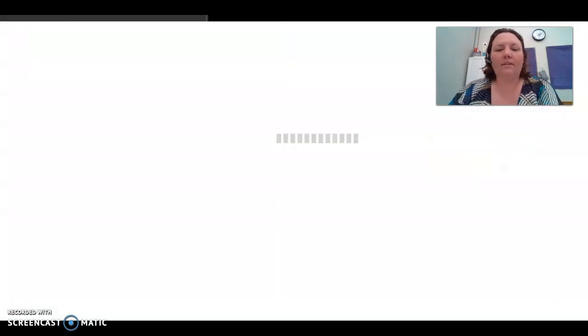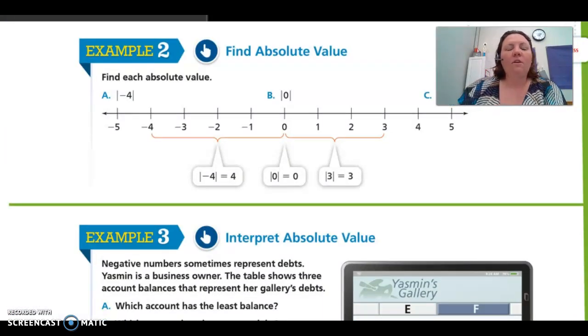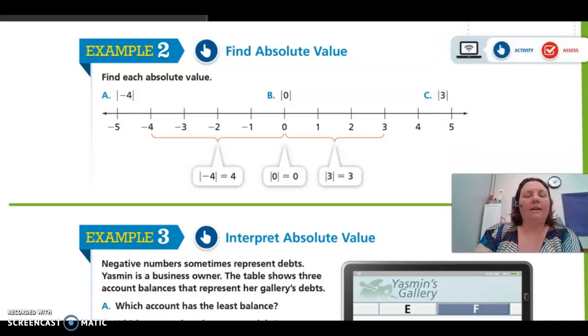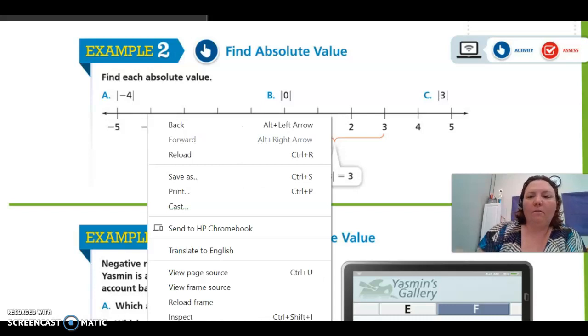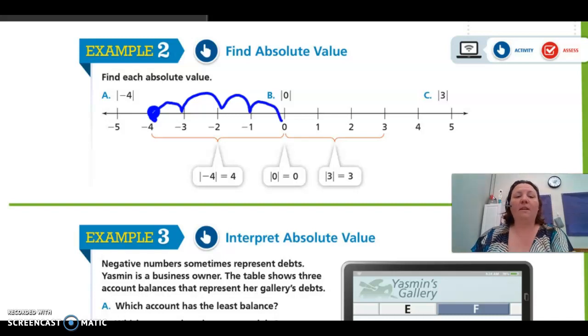All right, let's look at another example together of how we can compare rational numbers using absolute value. So here you can see how we can look at an absolute value on a number line. And so we have the absolute value of -4. The absolute value of -4 is 4. Notice right here is my -4, and the absolute value means that it's 4 away from 0. The negative tells me that I'm going to the left. The absolute value tells me how far away I am.